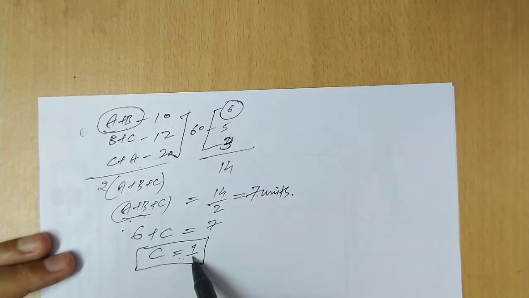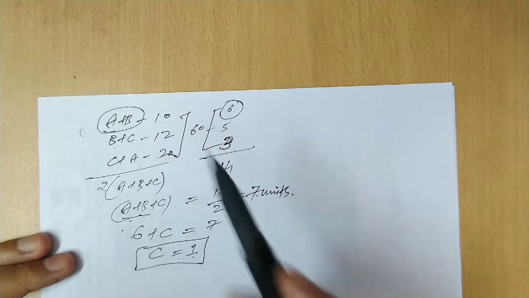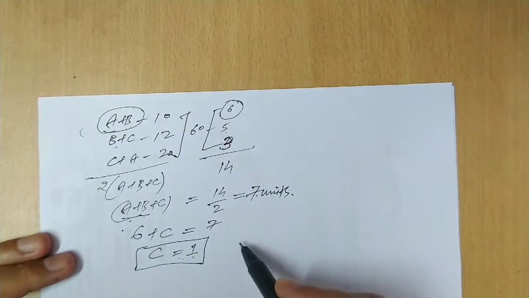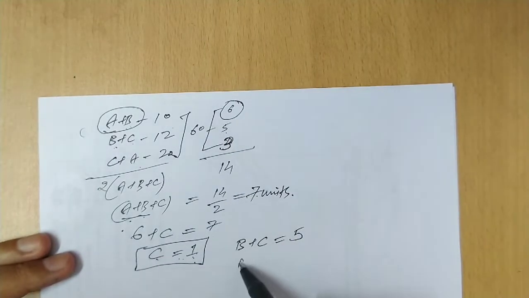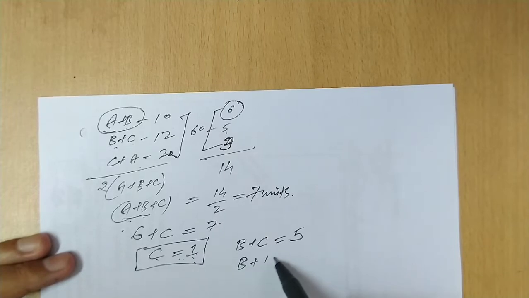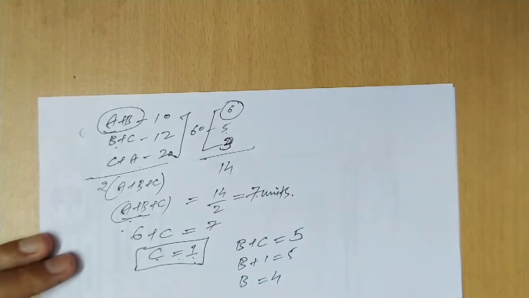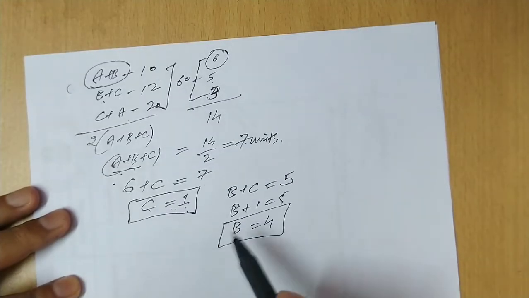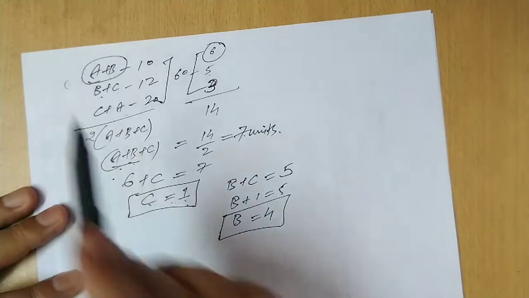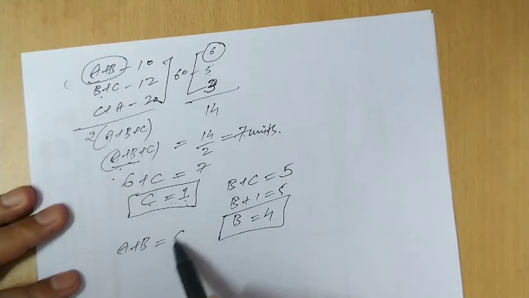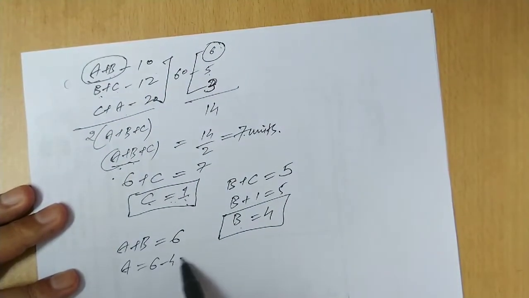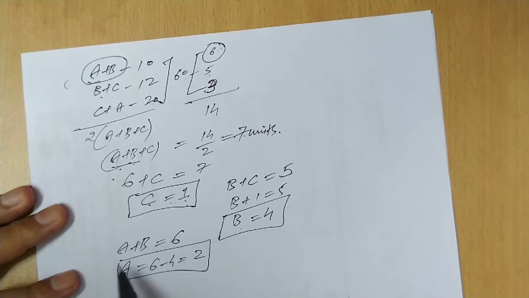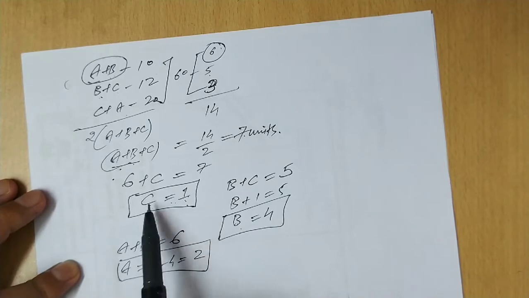Now if we put c's value in b plus c, we have b plus c is equal to 5. C's value is 1, so b is equal to 4. So a plus b is equal to 6, b is 4, so a is equal to 6 minus 4 is equal to 2. So we have got the efficiency of A, B and C.